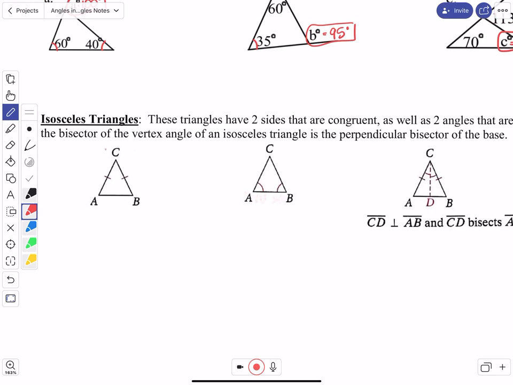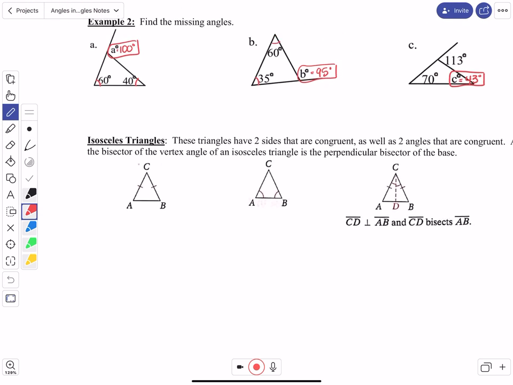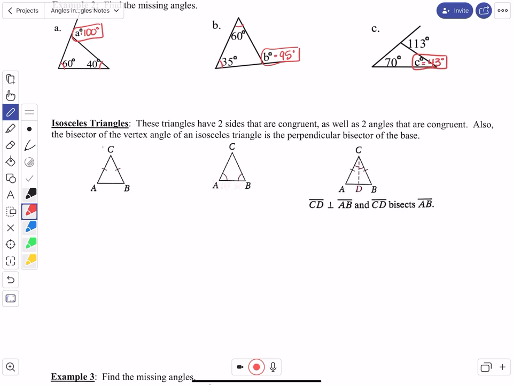Now, using isosceles triangles. These triangles have two sides that are congruent, as well as two angles that are congruent. If you have two sides that are congruent, that also means these angles are congruent, okay? So automatically, if you are given the sides, the angles opposite those sides, you automatically know that those angles are congruent. And vice versa. If we're given these angles over here in the second picture, you can mark these sides as congruent. They go hand in hand.